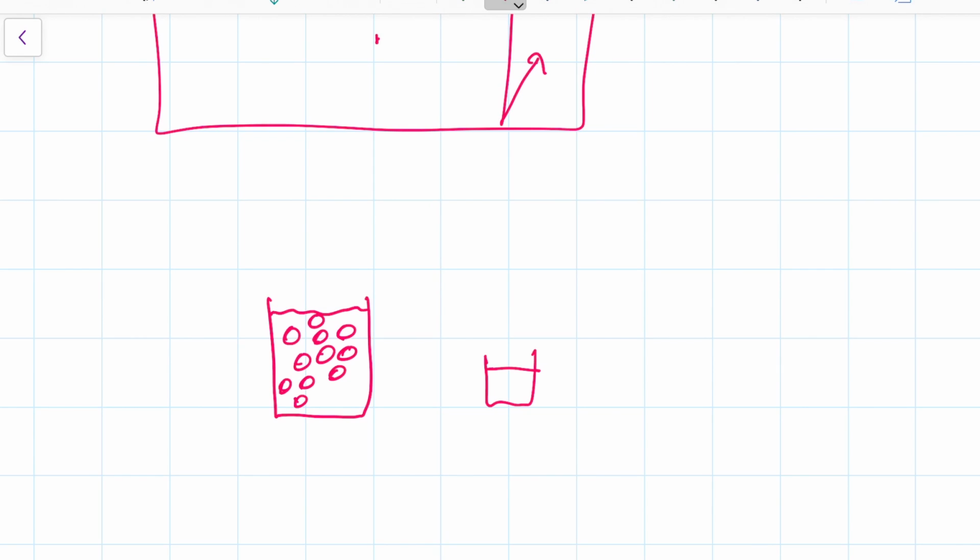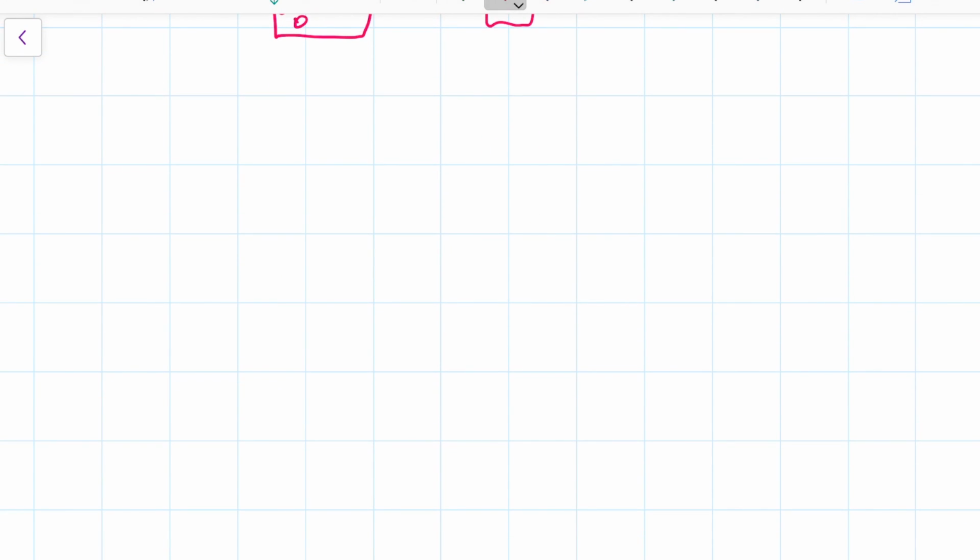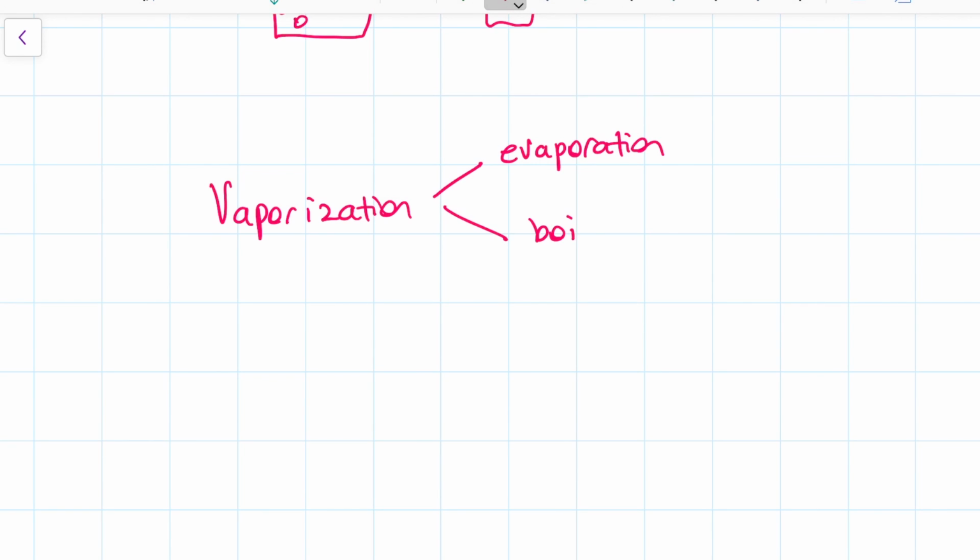Because we know that liquids have the ability to evaporate. Okay? So the fancy term for evaporation or boiling is vaporization. And that term makes a lot of sense, vaporization. When we talk about vaporization, we can be talking about evaporation, or we can be talking about boiling. So first of all, in this video, I want to talk about evaporation.